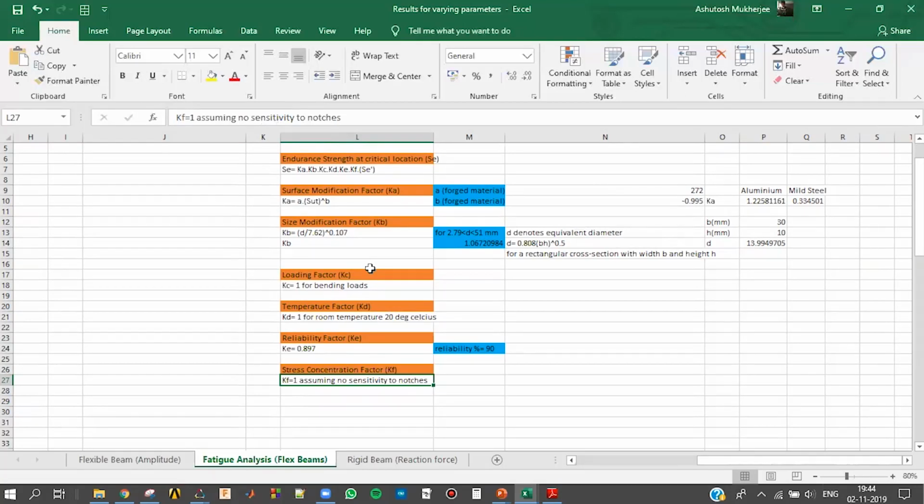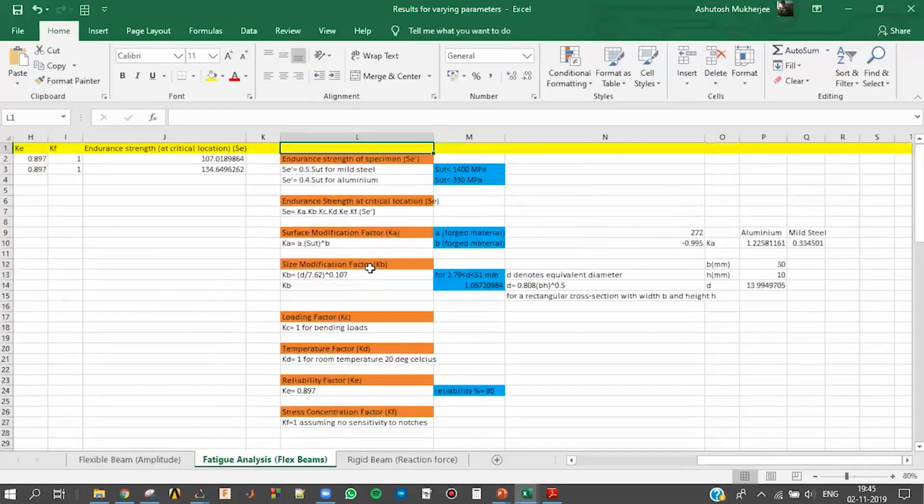Obviously, due to the existence of these notches, there can be an increase in concentration of stress, and because of increased concentration of stress, there can be reduced fatigue life. So in this project, to keep things simple, I have assumed that, first of all, the beams will not have so much irregularity in their structure. Secondly, even if they have irregularity, the stress concentration in the whole body of the beam will not be affected as much. Therefore, assuming no sensitivity to notches, the value of this factor is kept as 1.